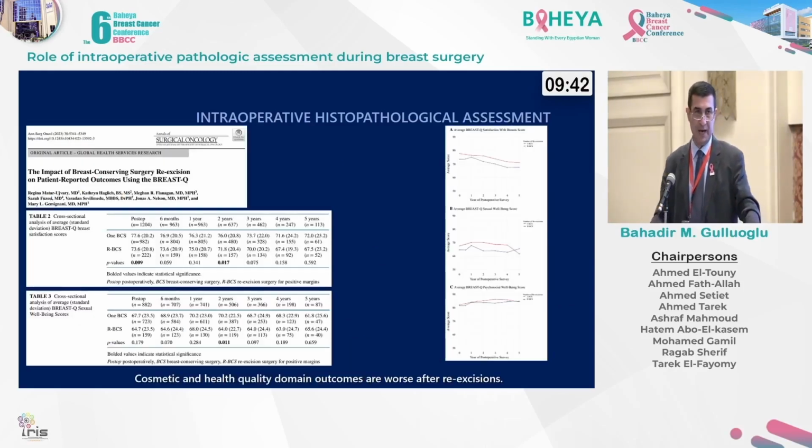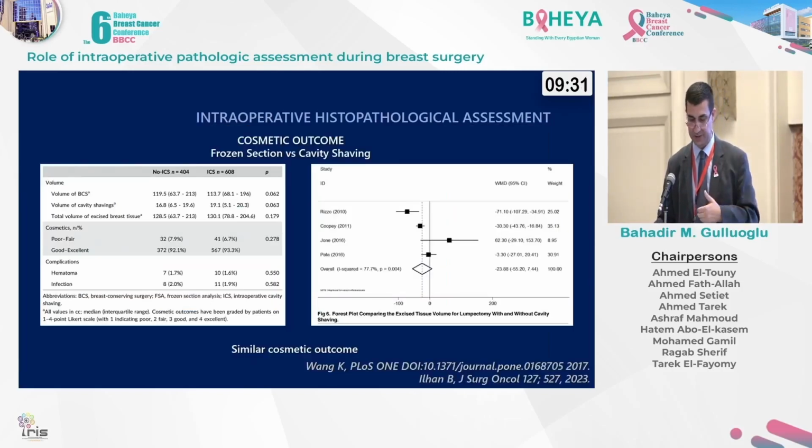So what is the impact of this? Because reoperation is also costly, and it can cause bad cosmetic outcomes. So it is crucial to prevent reoperation in these patients. That is why frozen section or cavity shaving should be considered in these patients.